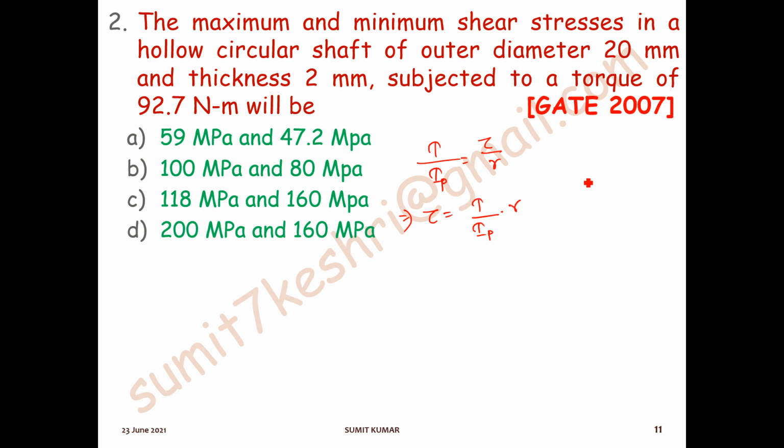So we can see that tau is directly proportional to radius. Suppose this is your hollow shaft, with a small r and a capital R. The maximum shear stress will occur at this point, because the value of R is maximum at the extreme fiber, that is the capital R, the outer radius. So tau max will occur when R is the outer radius.